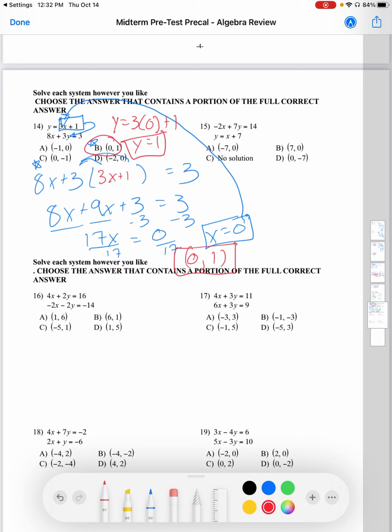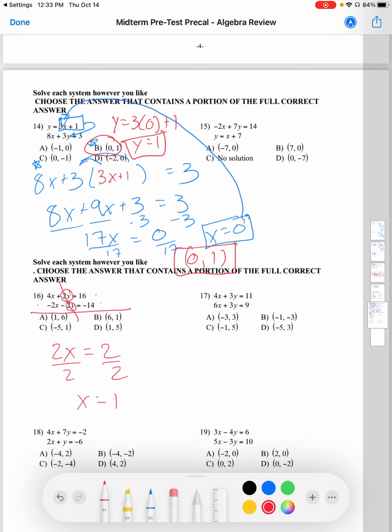Okay, for 16, we're going to solve by elimination. We want exact opposites. Here we have exact opposites, positive 2y, negative 2y. So once you have that, you add down. Those will cancel. 4x minus 2x, we get 2x equals 16 minus 14. We get 2. Divided by 2.